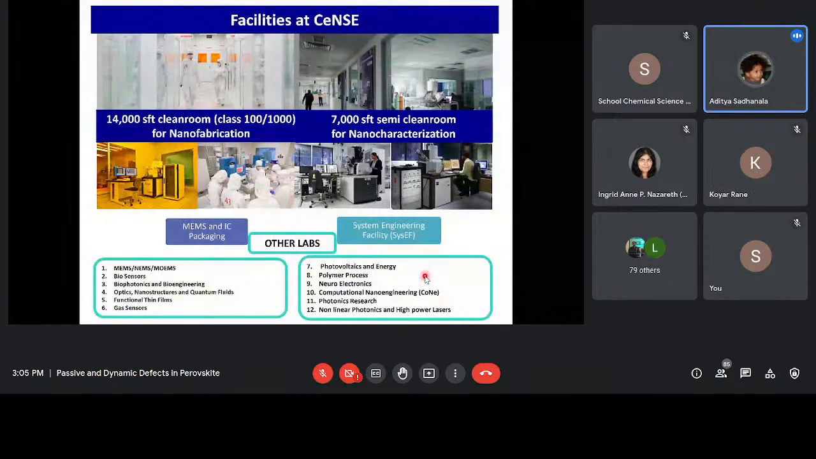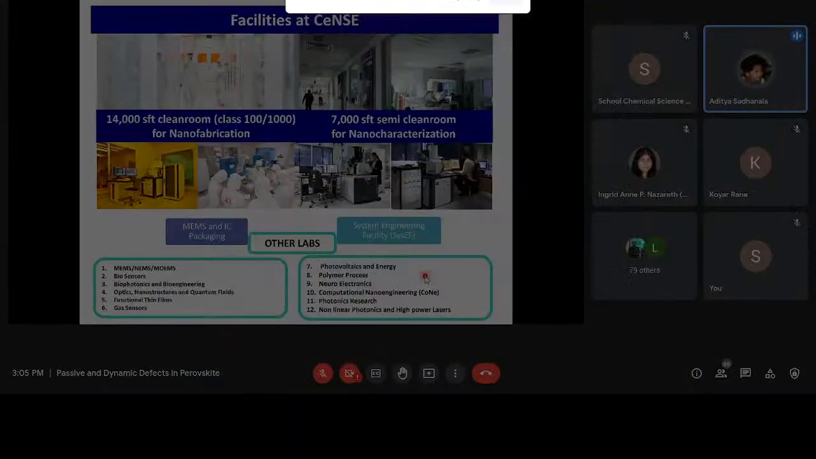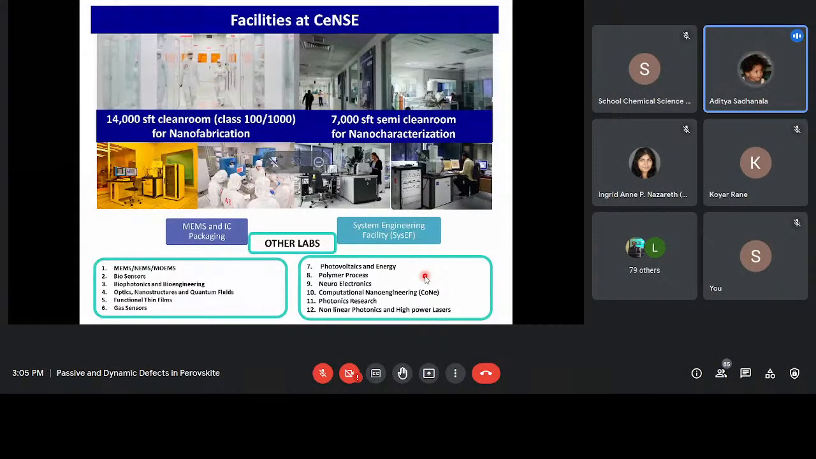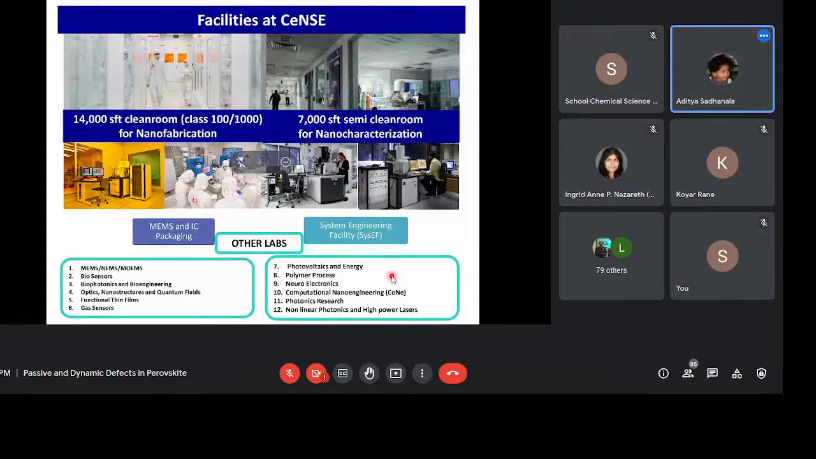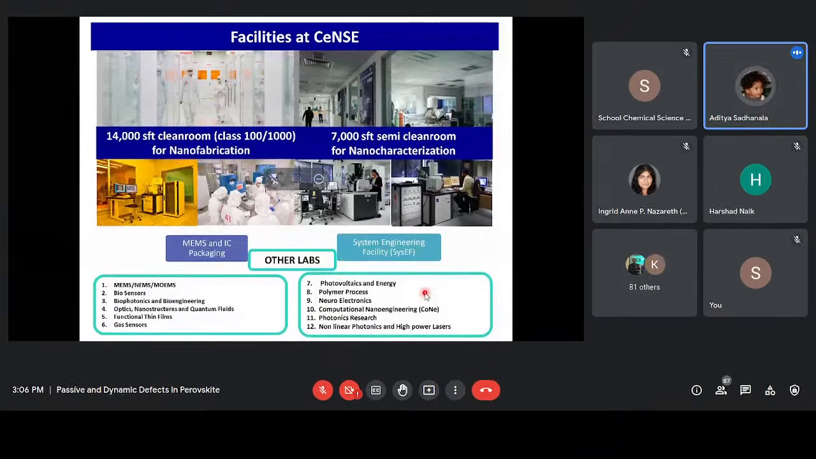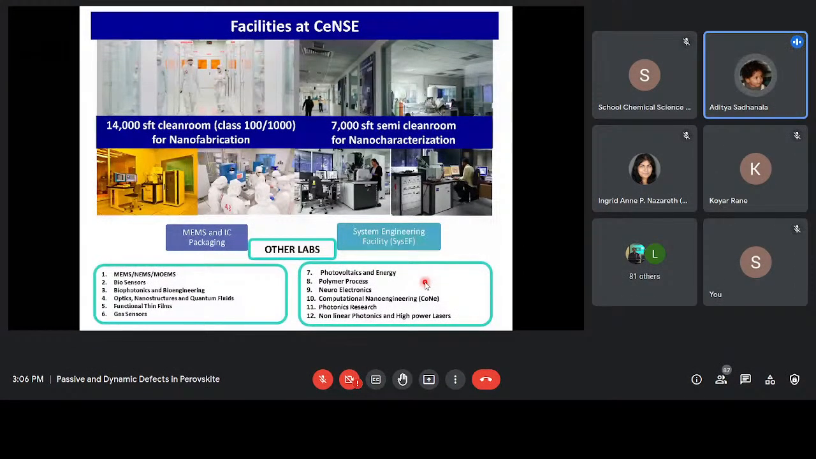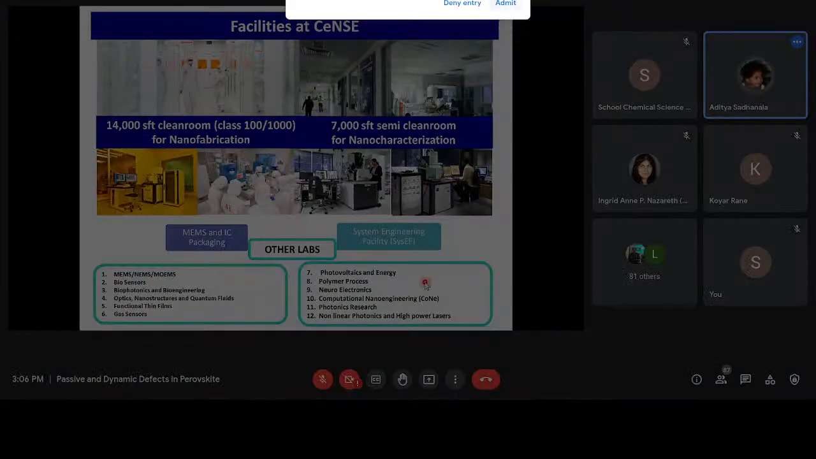Inside the department, we basically have two separate sections. These include a very big clean room, which is around 14,000 square feet, which has both class 100 and class 1000 clean rooms. This is for doing all the advanced nanofabrication that you can think of. And once you have fabricated, you would like to characterize a lot of things. So we have a 7,000 square feet semi-clean room for doing a lot of characterization related activities. Both of these are national facilities, so you're welcome to browse the website and get to know the details of how to access these facilities if you wish to.